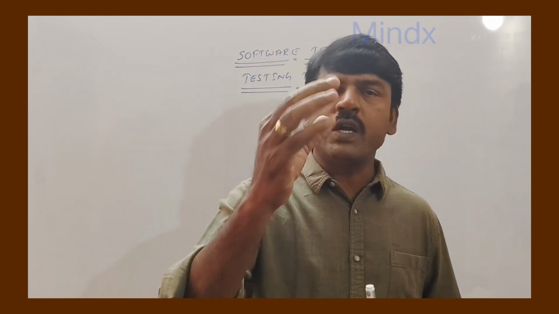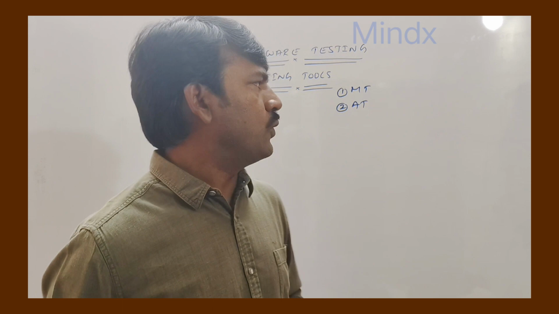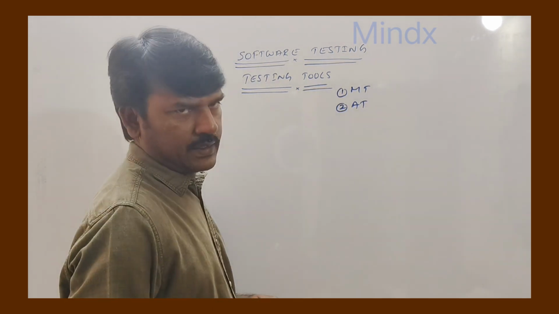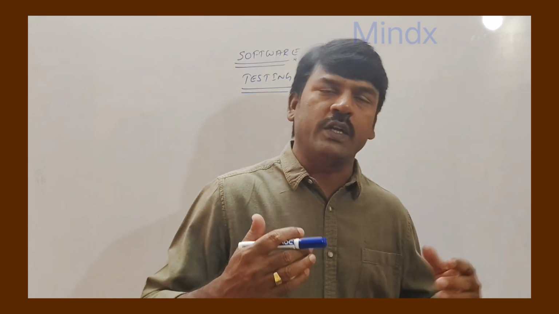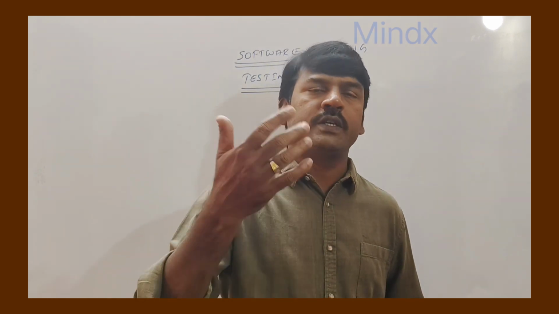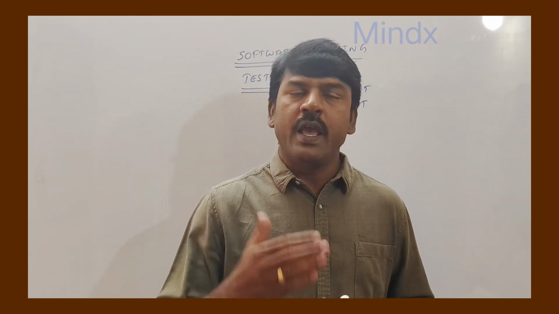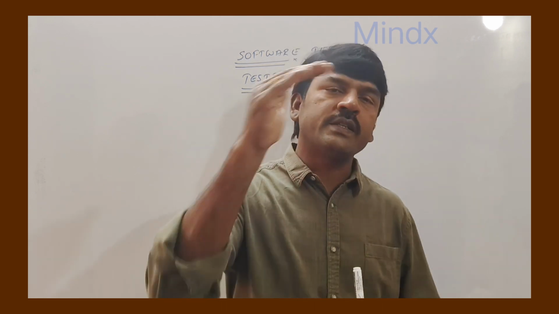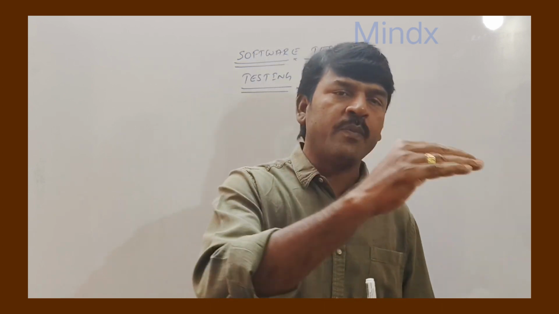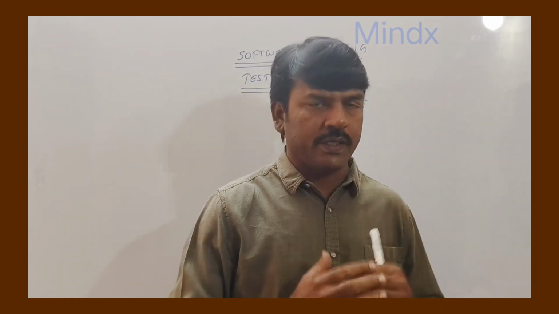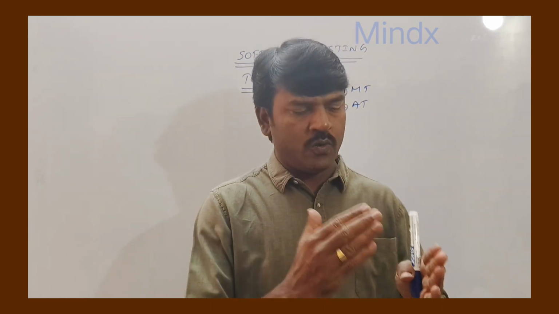Okay? There is one tool, and one more tool also. What is automation testing? Automation is what? A software is tested with another software. An application is tested with another application. That is called automation.